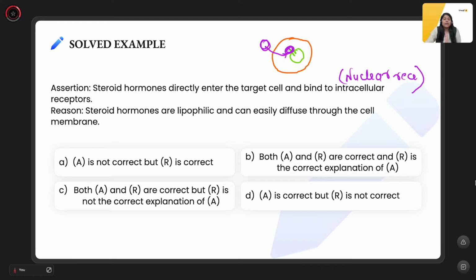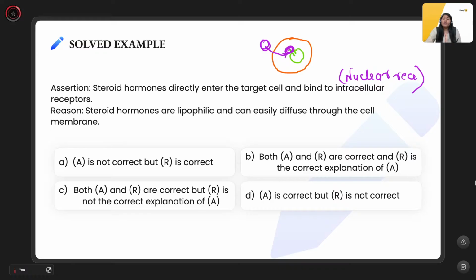तो आपकी plasma membrane lipids और protein से बनी होती है. तो आपकी plasma membrane कैसी होती है? Plasma membrane hydrophobic होती है. Okay, now all the hormones which are hydrophilic, they cannot pass through plasma membrane, but steroid hormones, because they are lipophilic or hydrophobic, they can easily pass through the plasma membrane.